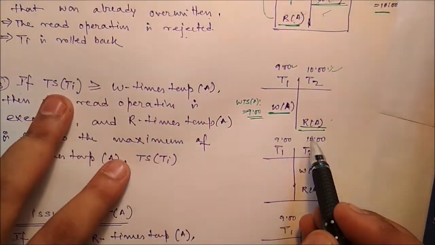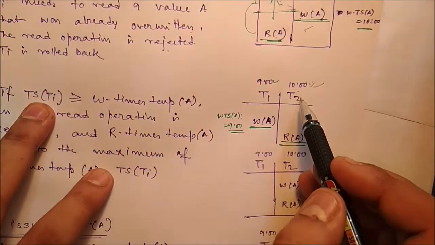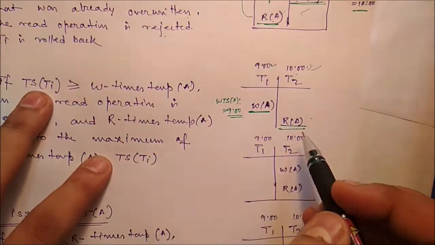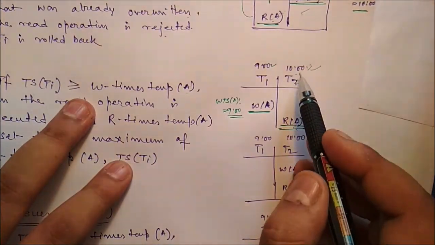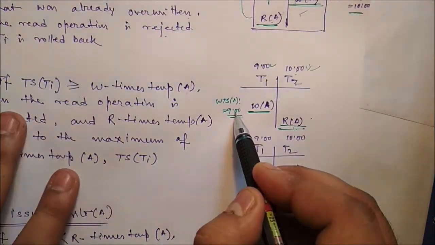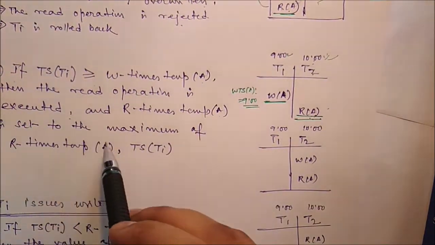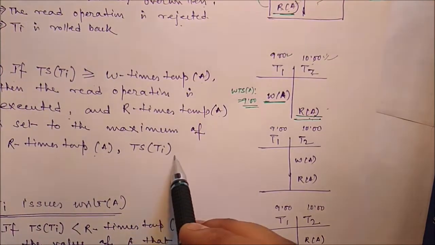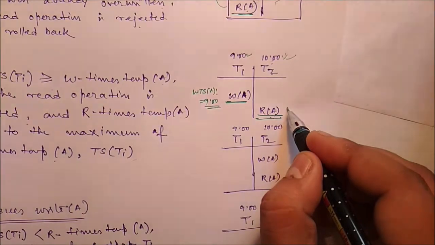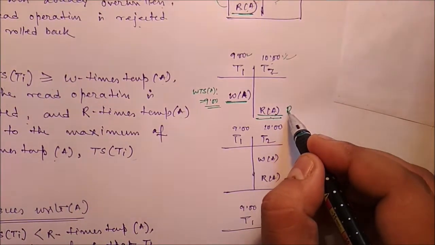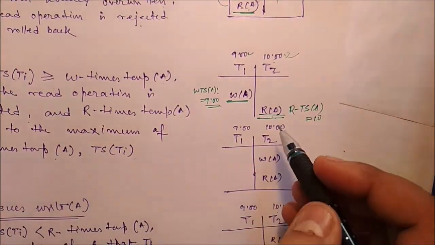Okay, now that means this value, this 10 AM. For this, now this transaction T2 tries to read that particular variable A. So that means this TS(T2) is greater than the W-timestamp, which is 9. That means the read operation is executed and the R-timestamp of A is set to the maximum of R-timestamp of A and TS(Ti). TS(Ti) is 10 AM, and here we can write that the R-timestamp of A should be 10 for the successful read.